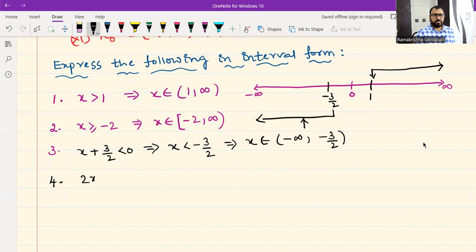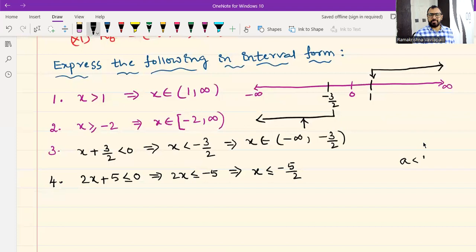For example, 2x plus 5 less than or equal to 0. Whatever inequality is given, you have to write exactly. So here 2x is less than or equal to minus 5. Now divide by 2, because 2 is a positive quantity, so the inequality will remain the same. X less than or equal to minus 5 by 2. Here I am writing that A is less than B and C is positive, then A by C is also less than B by C. Whenever we multiply or divide the inequality by a positive quantity, the inequality remains the same, right? So this means x belongs to minus infinity to minus 5 by 2, closed.